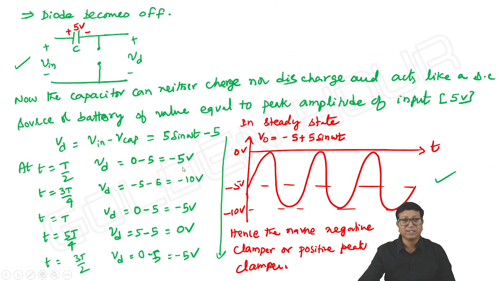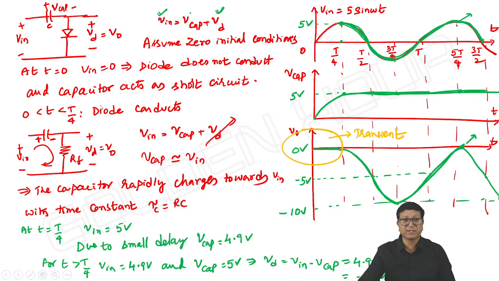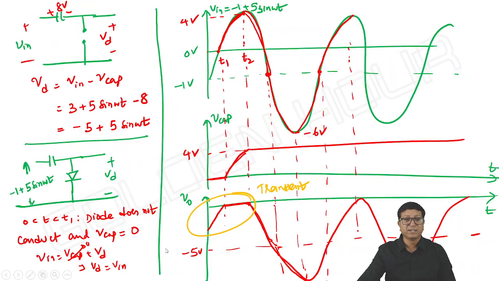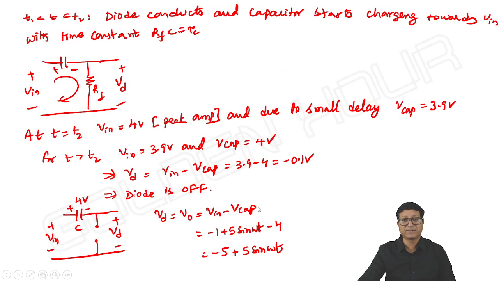All these three cases. The input may be like 5 sin omega t, or, the three cases I took, 3 plus 5 sin omega t or minus 1 plus 5 sin omega t. If you take all of these, in all these cases our response is the same. Again, in all these cases the capacitor voltage is changing. The capacitor always charges up to the peak amplitude of the input voltage. Okay. And one more thing.